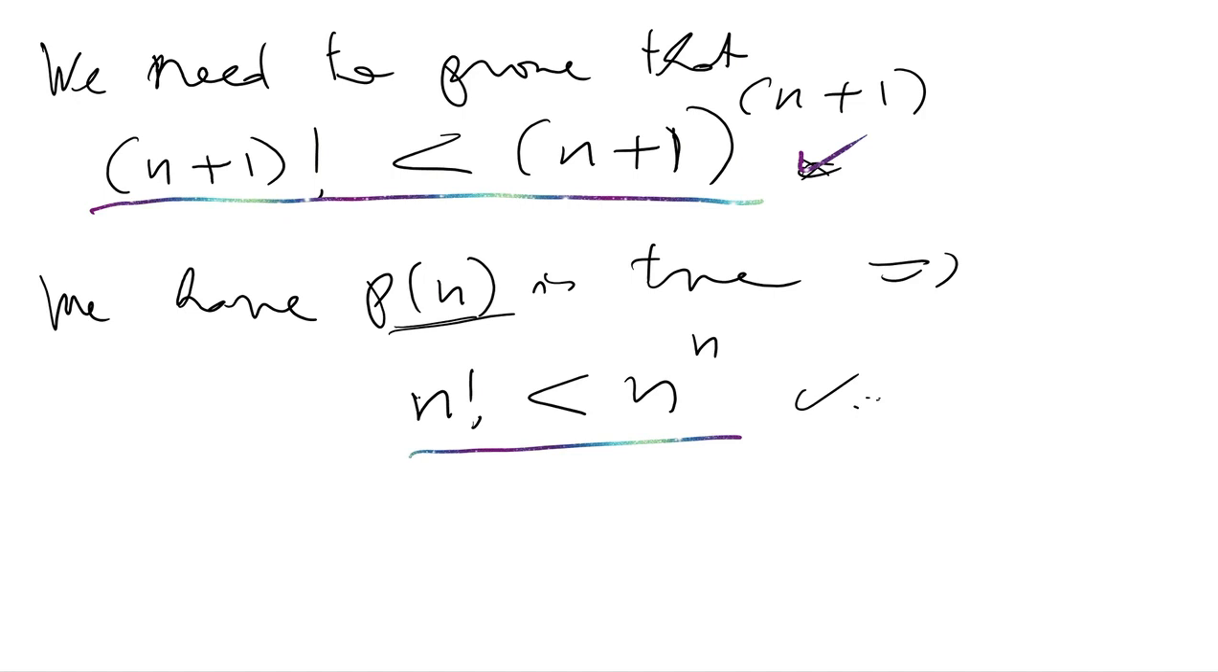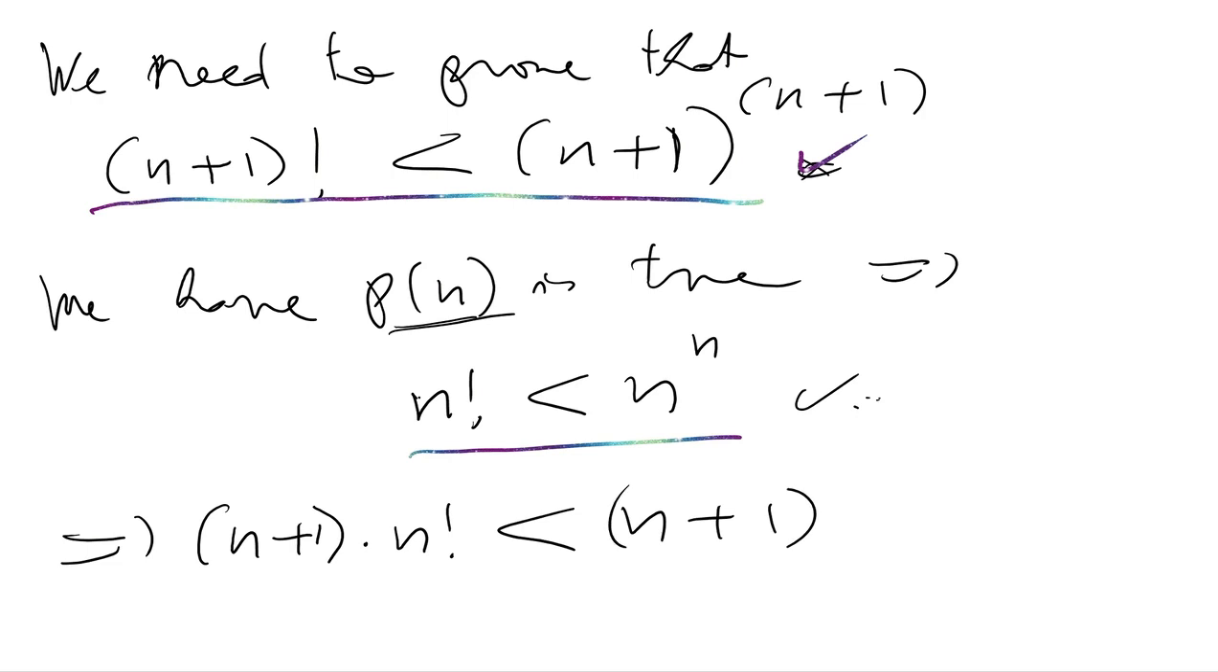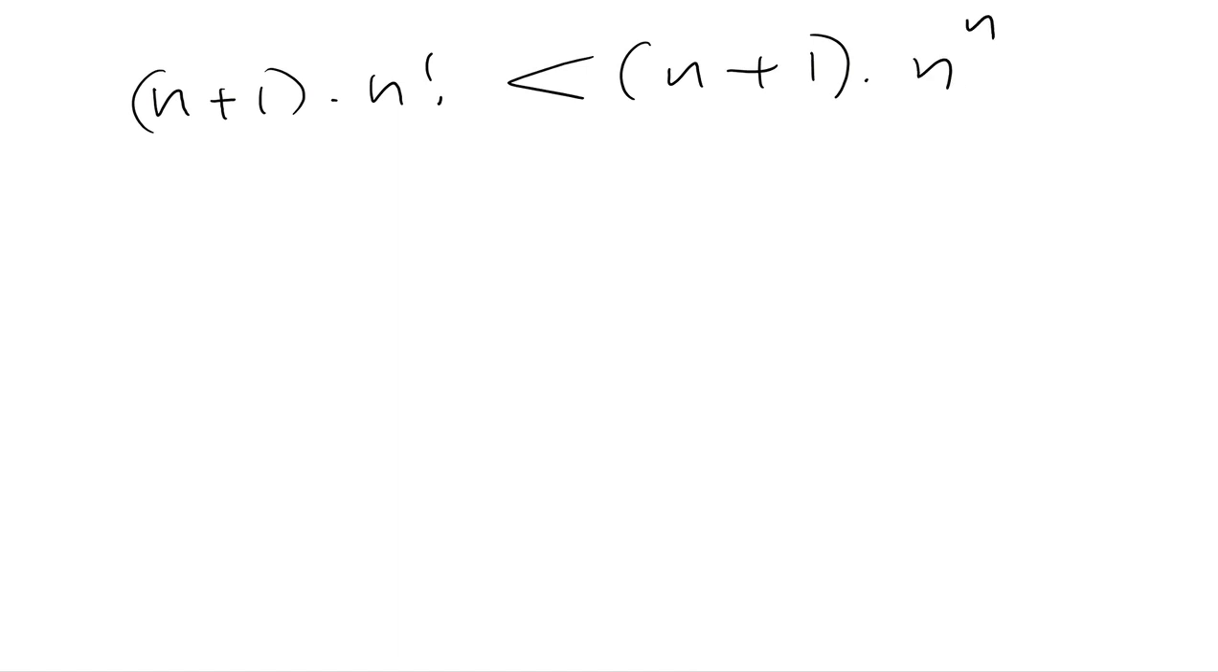So from here, what I can do is I multiply both sides by n plus 1. This implies n plus 1 times n factorial is less than n plus 1 times n to the n, right? So we have n plus 1 times n factorial less than n plus 1 times n to the n. So what I can do, I can transform this further.